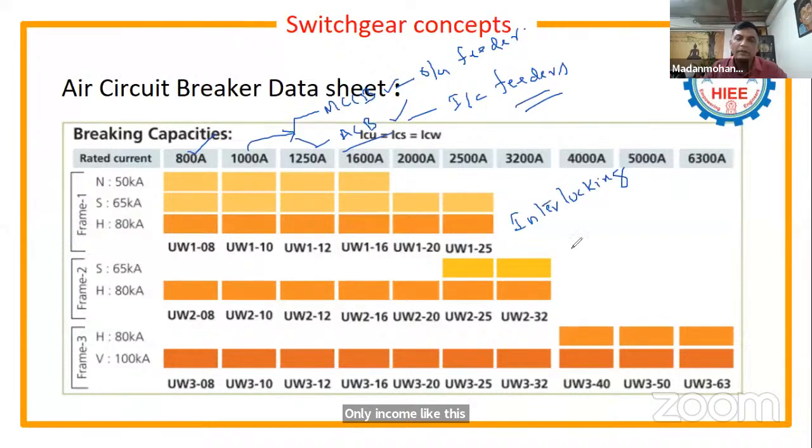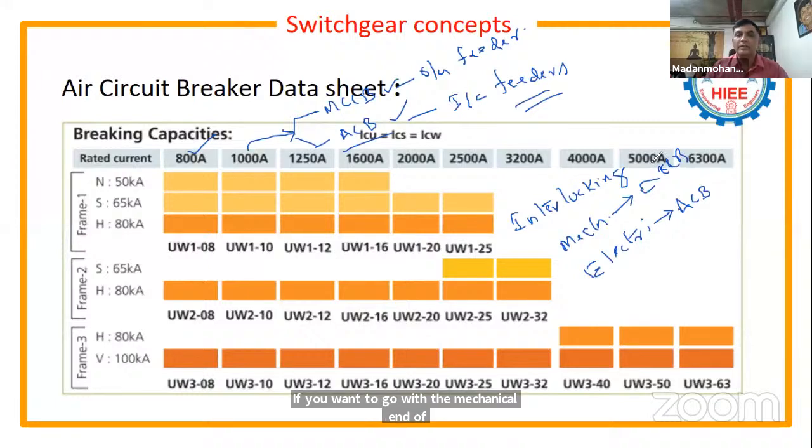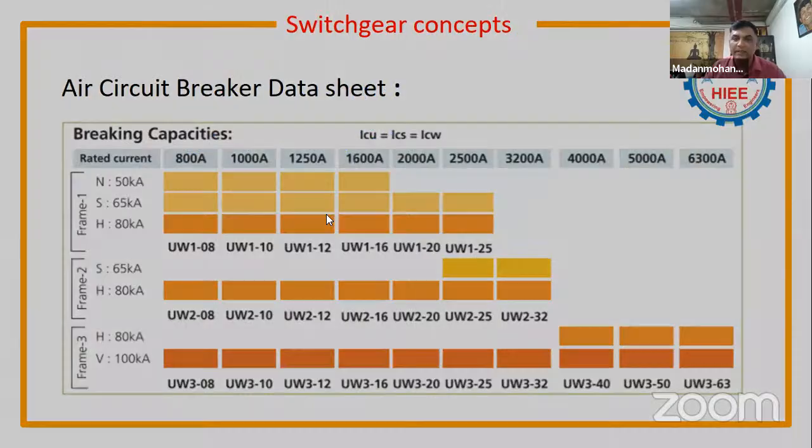There is a concept called interlocking. We have mechanical interlocking and electrical interlocking. If you want to go with electrical interlocking, that is possible only with ACB. If you want to go with mechanical interlocking, then we can go with the MCCB. So it depends upon the application which breaker shall be used. So this is about low voltage circuit breakers: MCB, MCCB, and ACB.